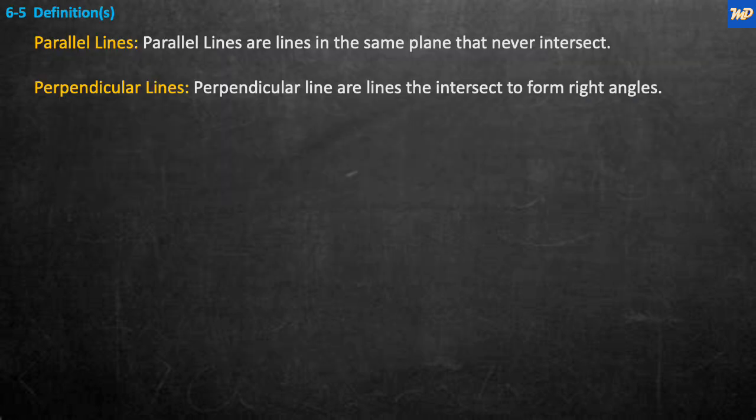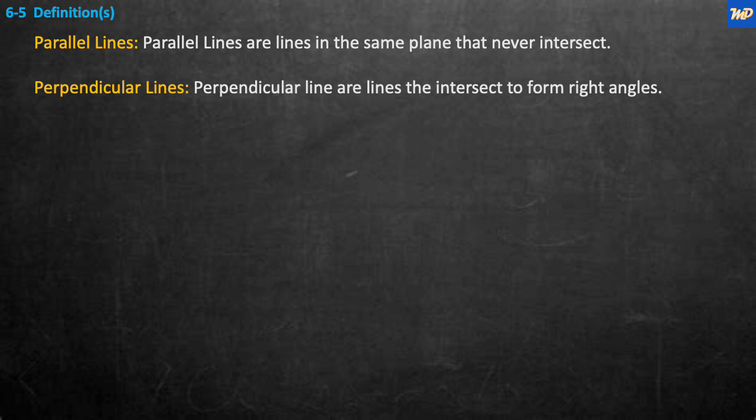Okay, before we dig in, let's look at a couple definitions to put in our mind before we start going through this information. Parallel lines are lines in the same plane that never intersect. And perpendicular lines are lines that intersect to form right angles.